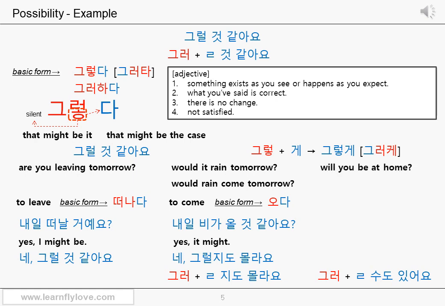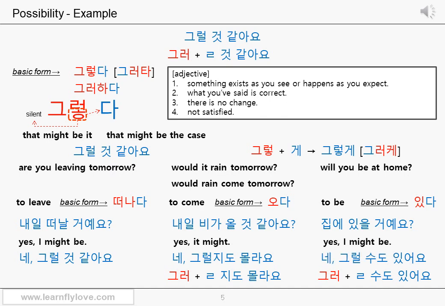Will you be at home? The basic form of the verb which means to be at a location is 있다. So, home, 집에. Will be, 있을 거예요? 집에 있을 거예요? Will you be at home? Yes, I might. 네, 그럴 수도 있어요. It might be a possibility, but not so sure. 네, 그럴 수도 있어요. Now you know how to use 그럴 것 같아요, 그럴지도 몰라요, and 그럴 수도 있어요.